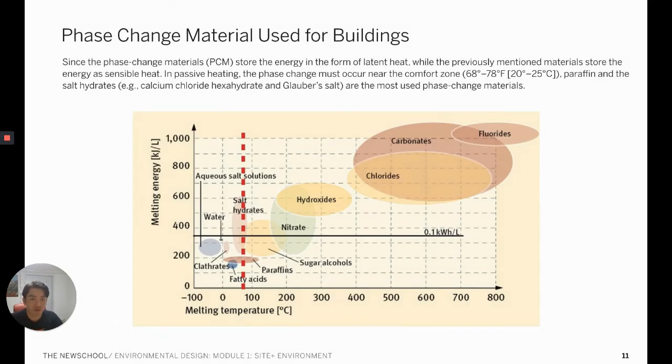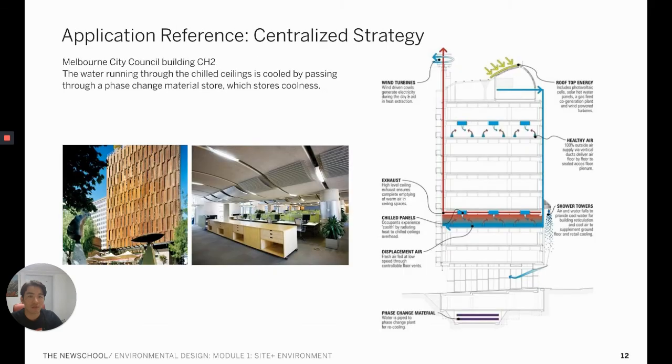In order for us to control the indoor environment through phase change material, we need a material with the phase change occurring near our comfort zone. Therefore, from this graph, you can find that paraffin and salt hydrate are the right materials for us to use for our building design. And indeed, these are the most commonly used phase change materials in the construction industry.